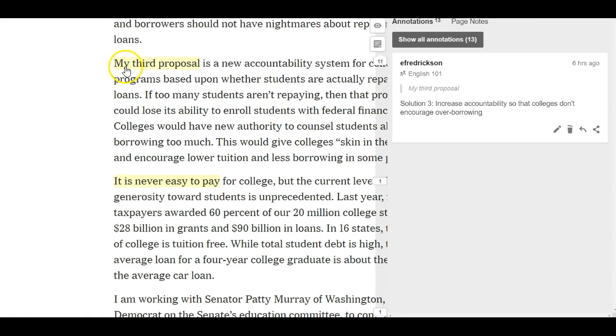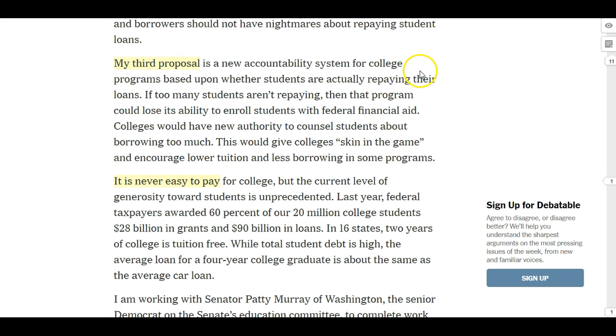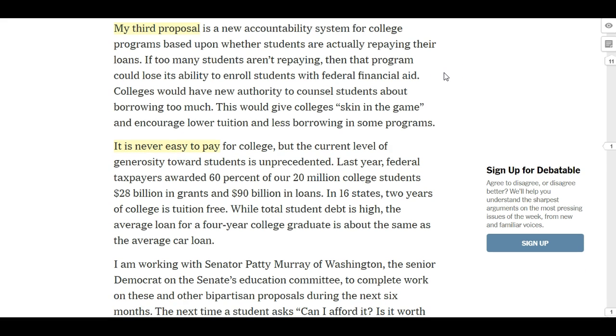Okay, here we go. So if I look for phrases like this, my third proposal, that's pretty easy to see that now we're on solution 3. And solution 3 is to increase accountability so that colleges, and now he seems like he's talking to administrators here, so that colleges don't encourage overborrowing. Okay, so that's the third point that he's making. And that's not so much about people applying or paying back the loans, that's about how the colleges are accountable for making sure they're not giving out loans that are more than students are able to pay back.